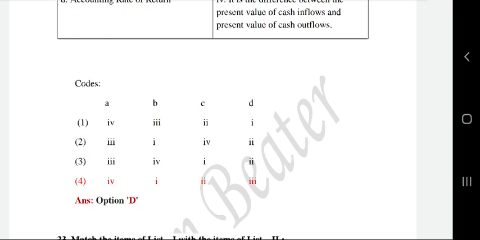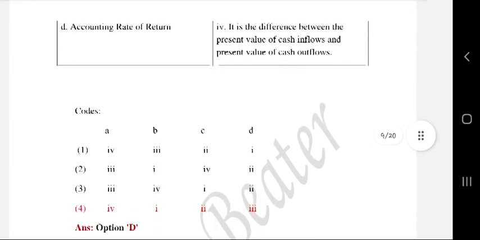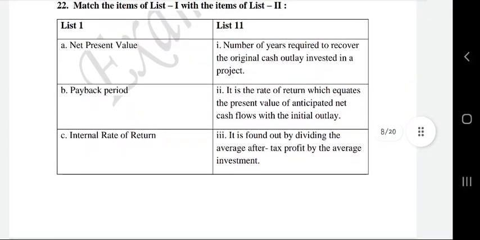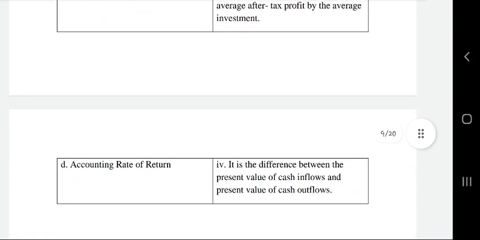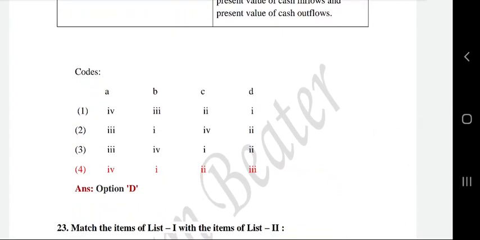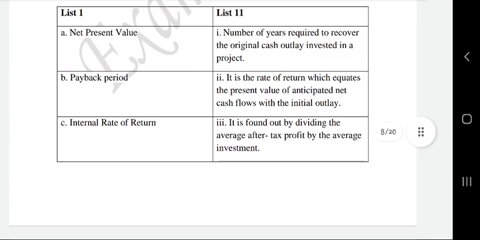4, 1, 2, 3. First item, 4. Net present value is the difference between the present value of cash inflows and present value of cash outflows. Then second, B is 1. B means payback period. 1 is the answer, number of years required to recover the original cash outlay invested in a project.